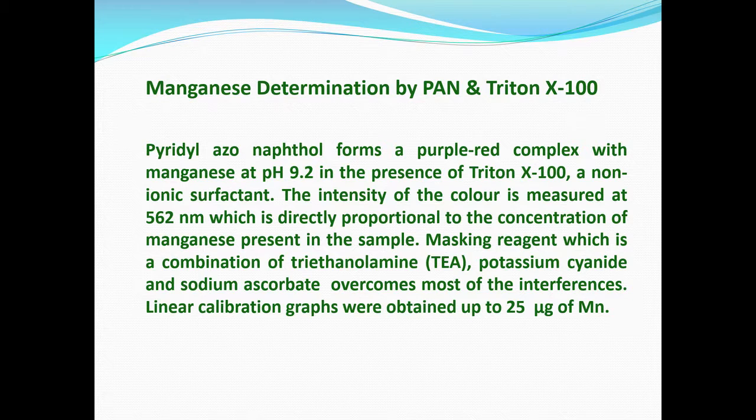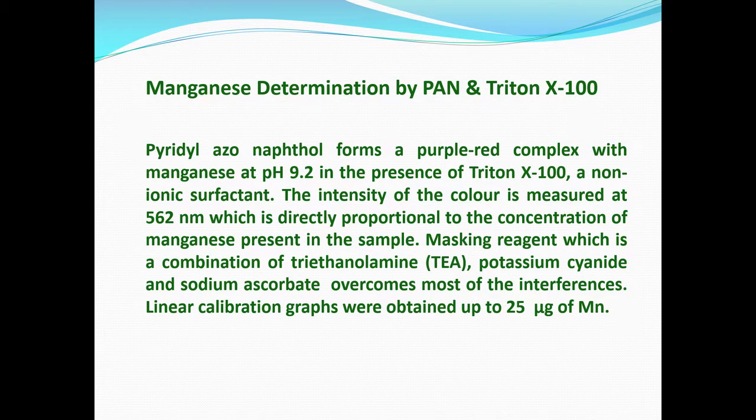The concentration is directly proportional to the absorbance and vice versa. The masking agents we normally use are not EDTA or CDTA, but complexing agents which are stable in alkaline medium. So, we have not much choice except triethanolamine, that is known as TEA, and potassium cyanide is also a good complexing agent, and sodium ascorbate. Instead of ascorbic acid, we use sodium ascorbate for overcoming the interferences. Usually linear calibration graphs are obtained with about 25 microgram of manganese.